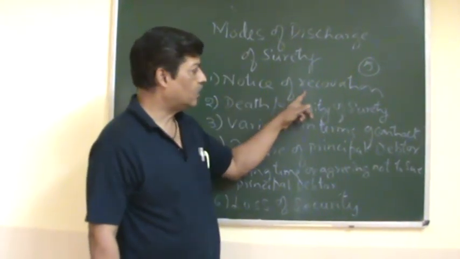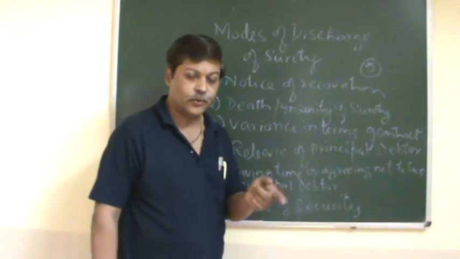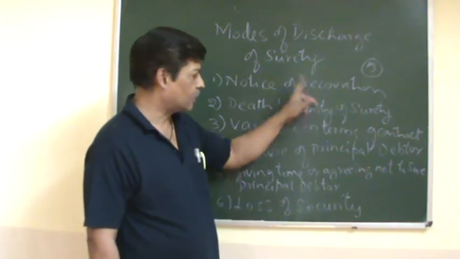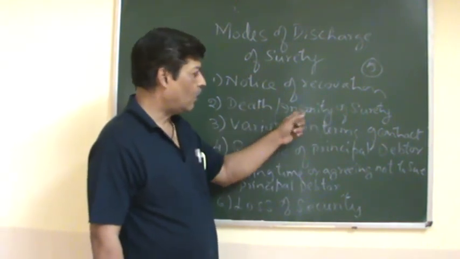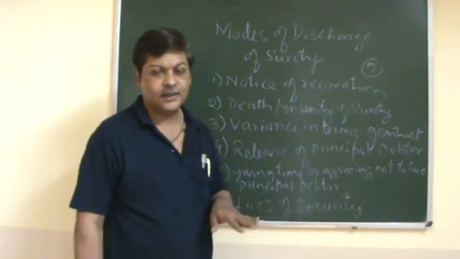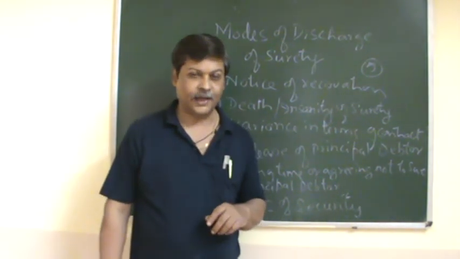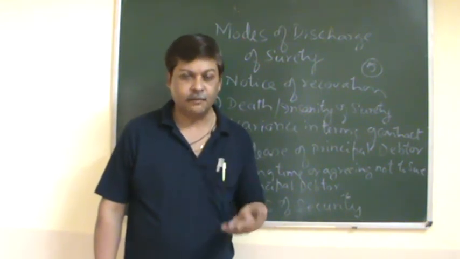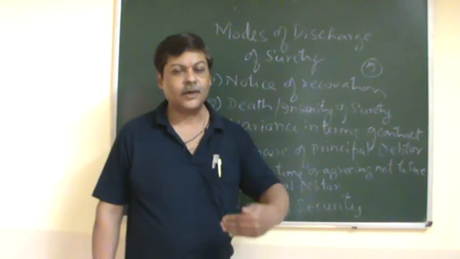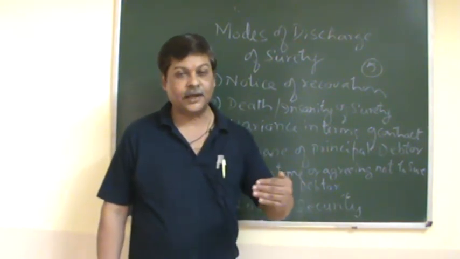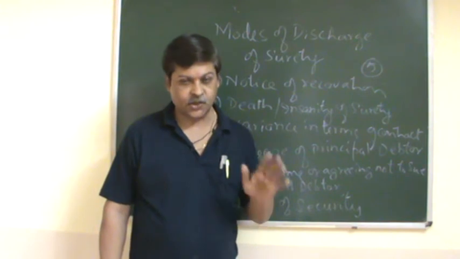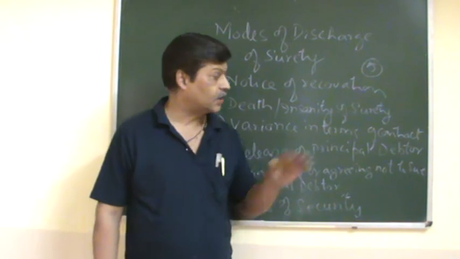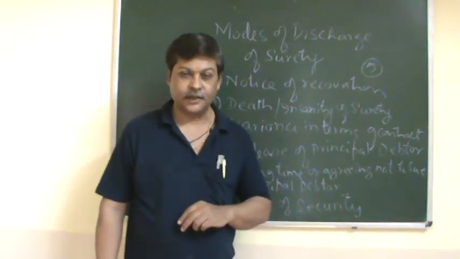So that is the notice of revocation, and it must be served both on the principal debtor as well as the creditor. This is the first one. Second, death or insanity of the surety. Again, this is in the case of a continuing guarantee. On the death of the surety, or if the surety becomes insane, from then onwards, if it is a continuing guarantee, the surety is discharged from his responsibility.